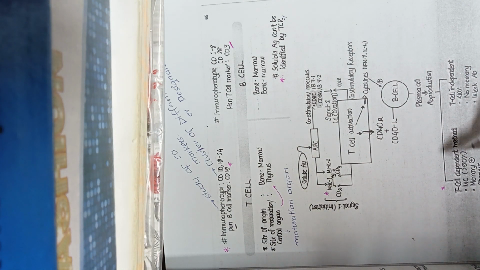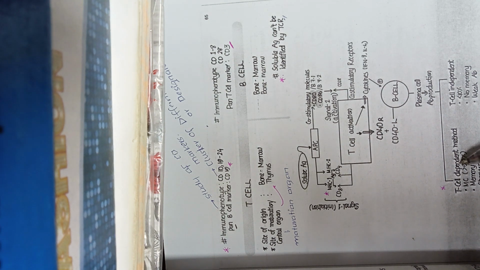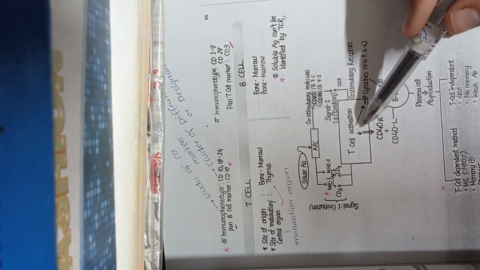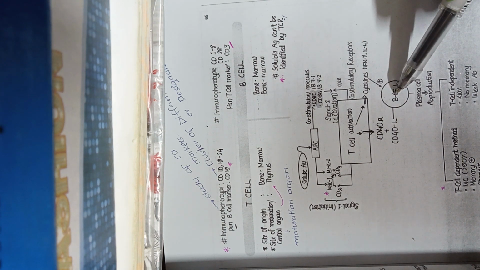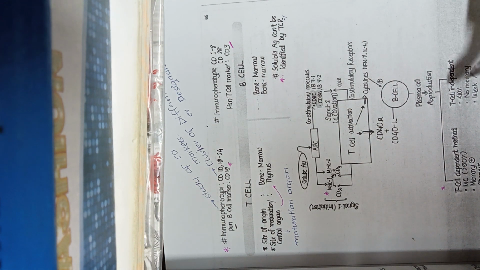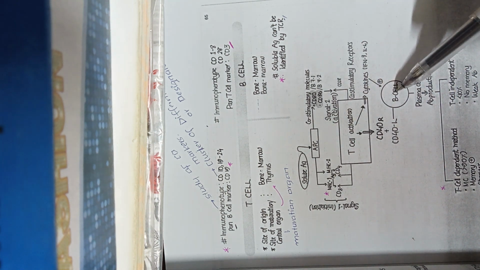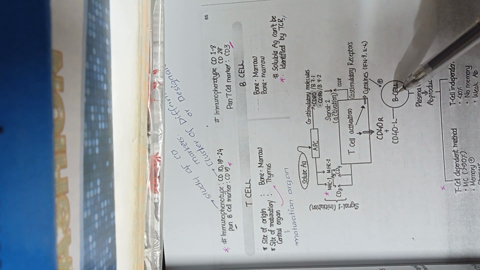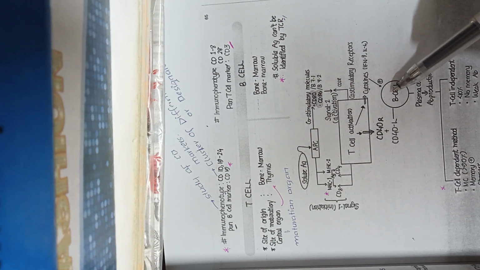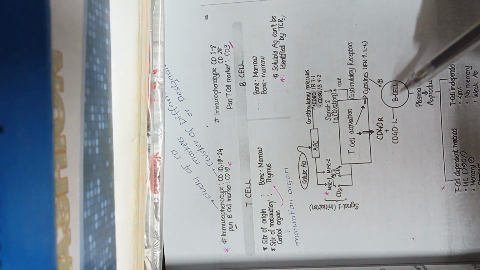Now, one is T cell dependent method, one is T cell independent method. For example, we have discussed T cell dependent method, and there is another method, this is T cell independent method. But in 90% cases T cell dependent method is used, meaning that T cell activates B cell, and it is a major process, 90%, and it has a memory, and it is a stronger process.